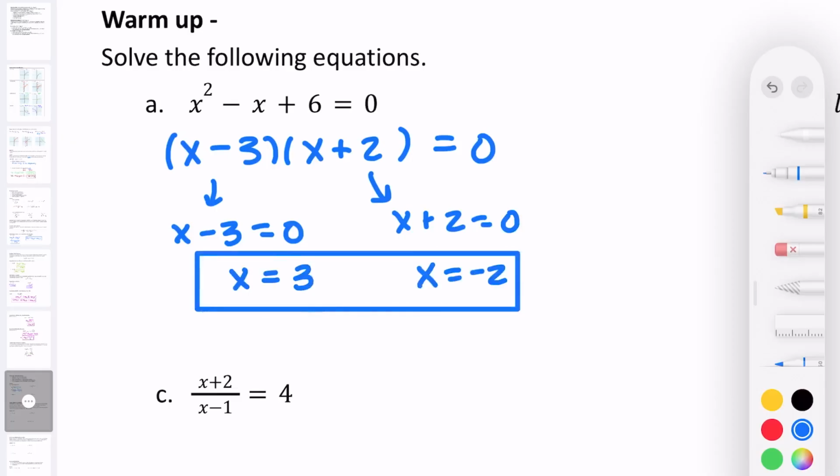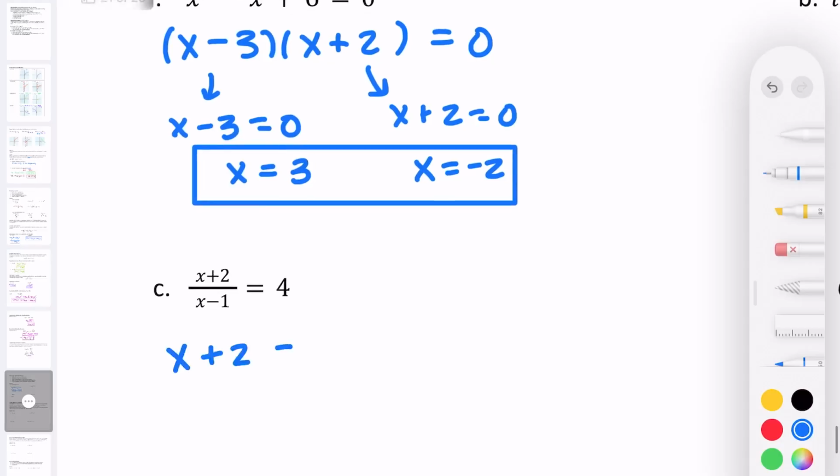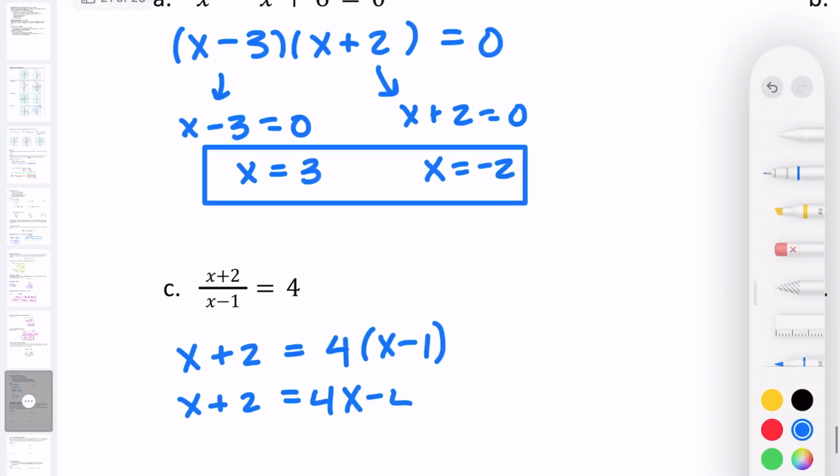Okay. I'm just going to slide down here and do C, and then I'll move over to B. So here we have a rational equation. I'll go ahead and multiply the denominator over on the other side and simplify. And now I'm just going to go ahead and solve, and I get an answer of x equals 2.